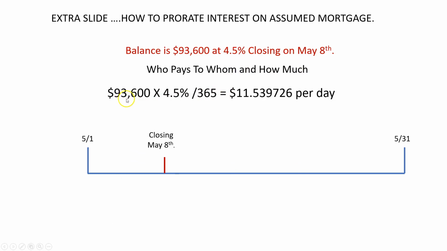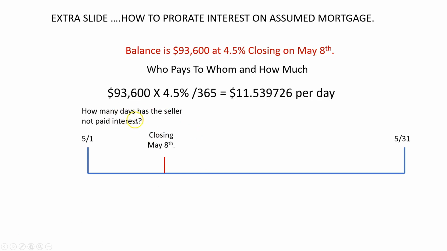First of all, we've got to work out exactly what the rate is per day, and that is 93,600 times the 4.5% divided by 365, $11.539 per day. Leave that in your calculator, because we're going to multiply that out by 7 days, and we don't want the error to get too large.